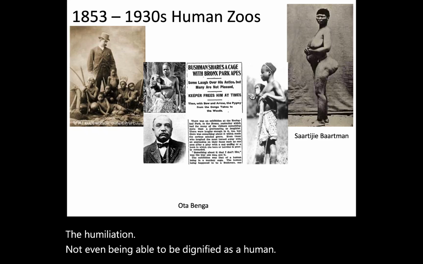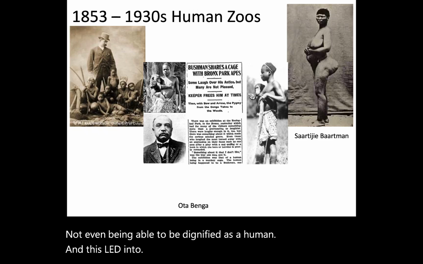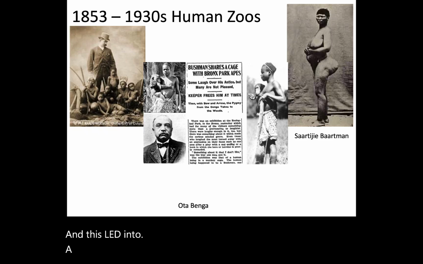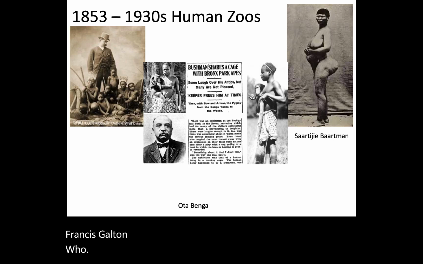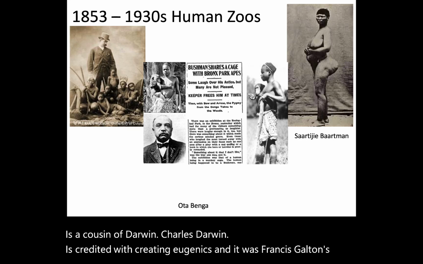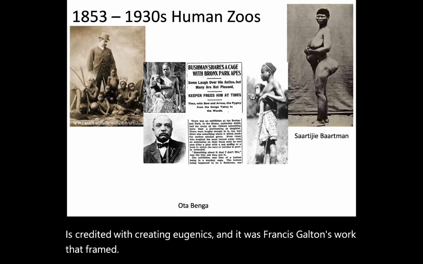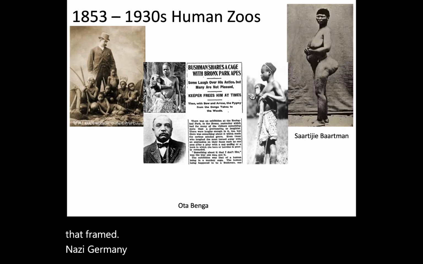And this led into a topic of science that we try to hide, known as eugenics. Francis Galton, who is a cousin of Charles Darwin, is credited with creating eugenics, and it was Francis Galton's work that framed Nazi Germany's eugenics plan, Hitler's eugenics plan.